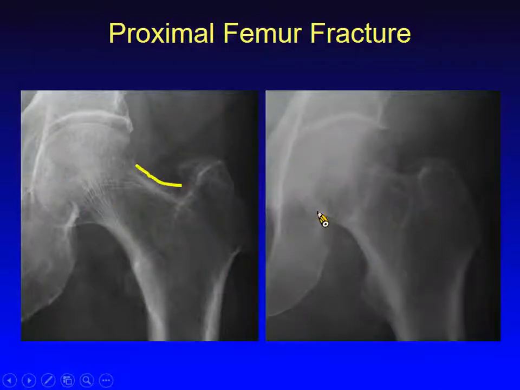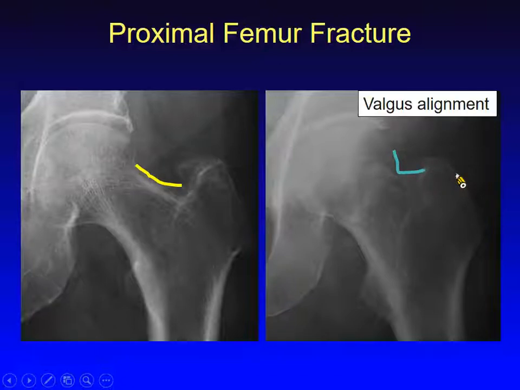The other thing is that you usually have a nice sort of broad curved contour to the femoral head. Because a lot of times with these fractures, you get valgus alignment of that proximal femur. You can have this acute angle here along the lateral aspect of the femur.